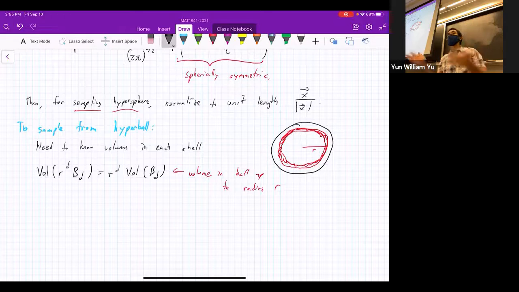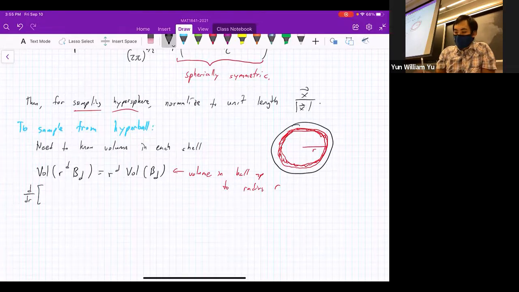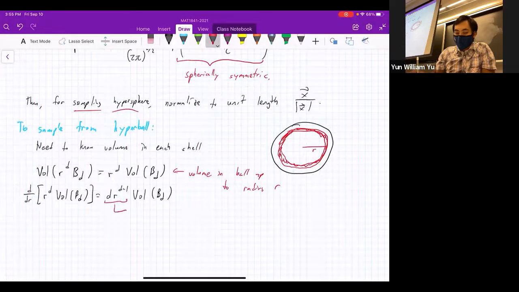And we want to know how much it changes as r varies, so we just take a derivative. d/dr of r to the d times the volume of b sub d is going to be equal to d times r to the d minus 1 times the volume of b sub d. And so we can use this value here as the PDF of the radius, the PDF of the radial coordinate.